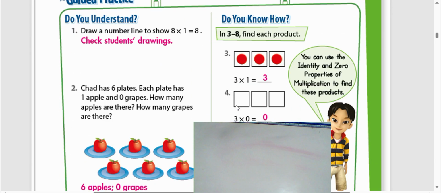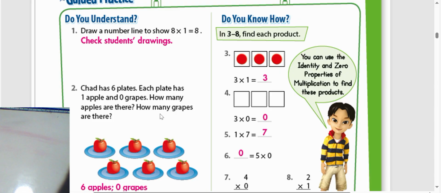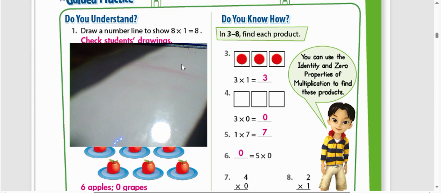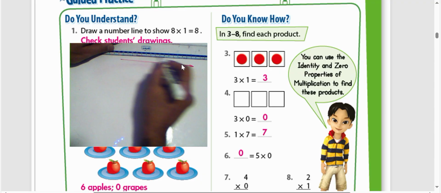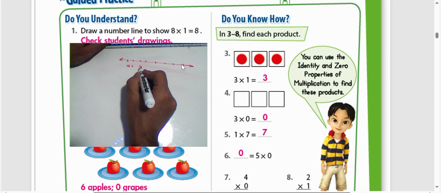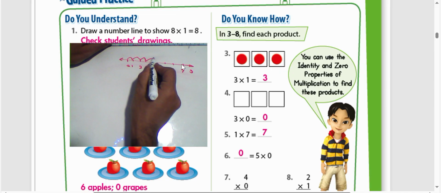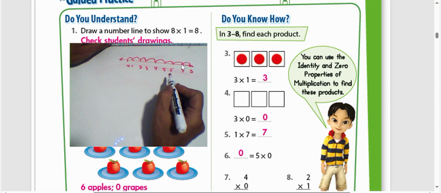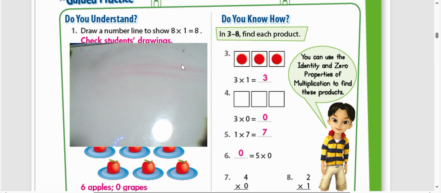Next question. Draw a number line to show 8 multiplied by 1 equals 8. You can draw the number line there. You know the number line like this. 0, 1, 2, 3, 4, 5, 6, 7, 8. And the result will be 8. Okay. We can use the number line to find the answer here. Next question.